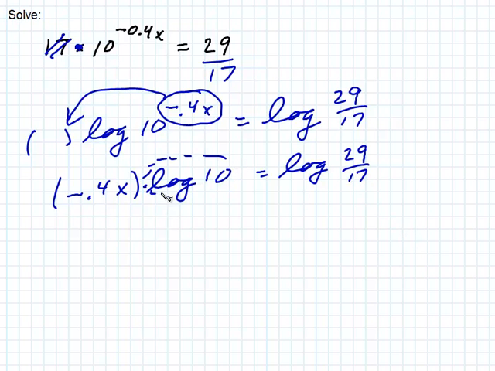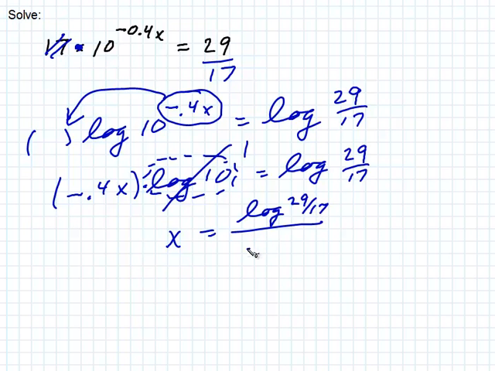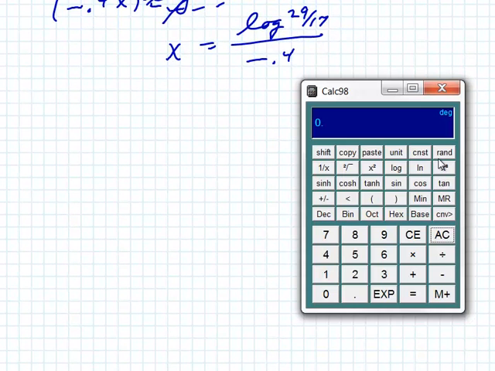Do you recognize that we have something special here? The log of 10 is simply 1. So I don't really need to write it at all. So now to solve for x, I just divide both sides by minus 0.4. So I'll take the log of 29/17 divided by minus 0.4, and that should do it for us. Okay, I'll take 29/17, that's this, take the log, and then divided by negative 0.4, change the sign, equals minus 0.57987.